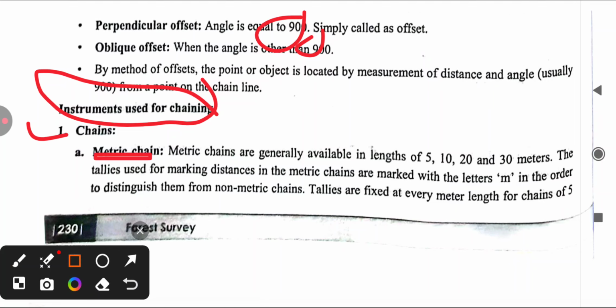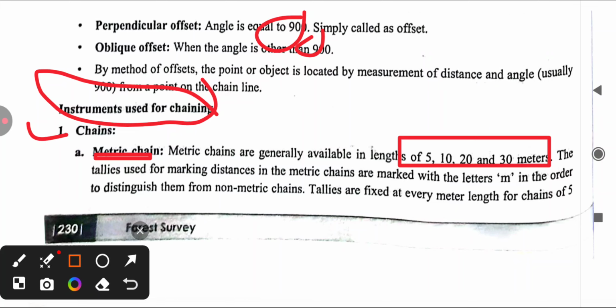Metric chains are generally available in length 5, 10, 20 and 30 meters. The tallies used for marking distance in the metric chain are marked with the letter M in order to distinguish them from non-metric chain.